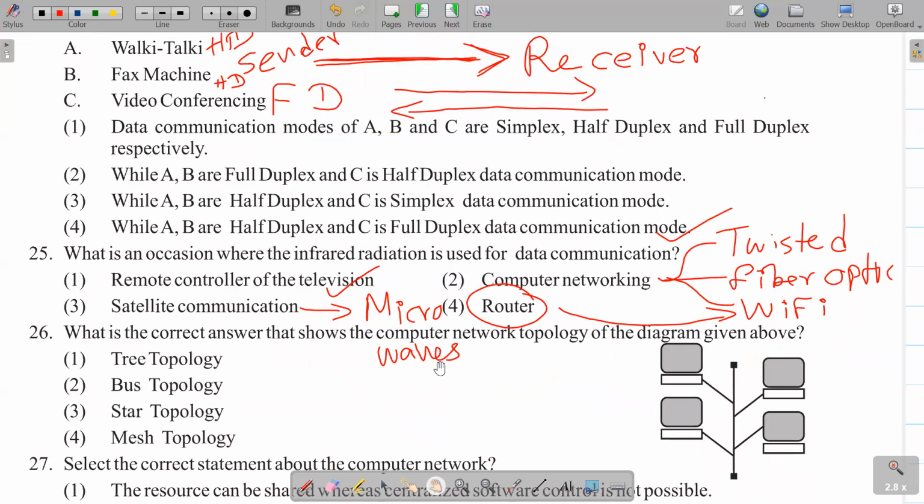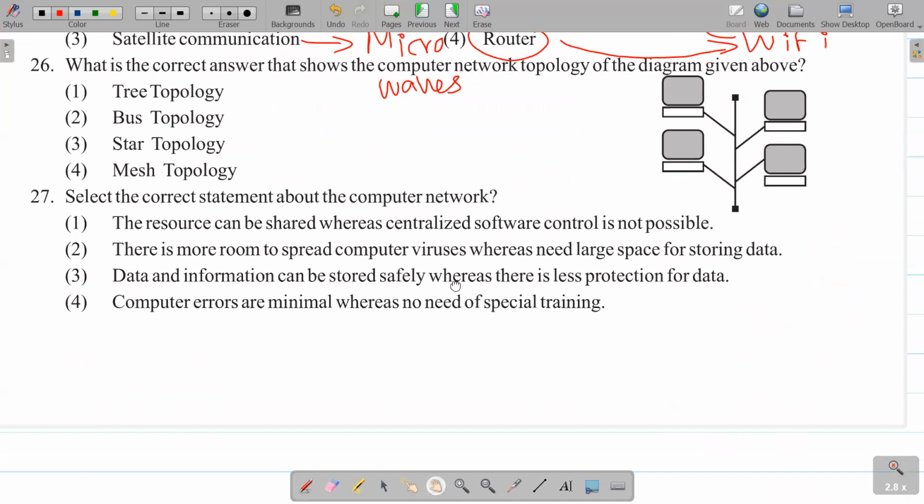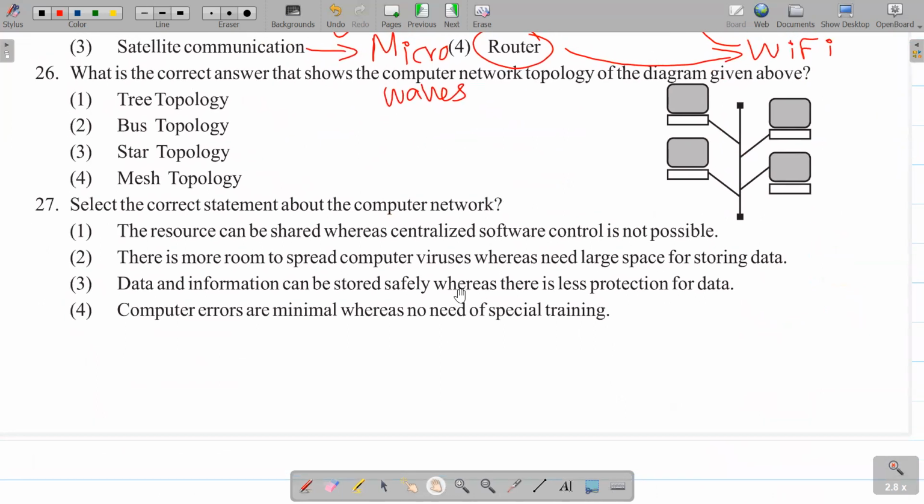And if you got the 26th wrong, it's because the picture is with the screen.